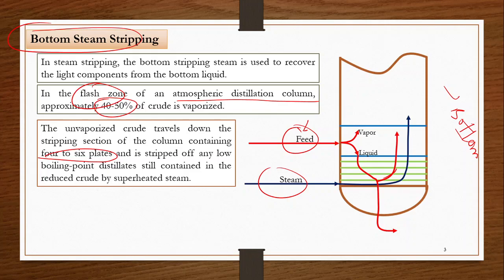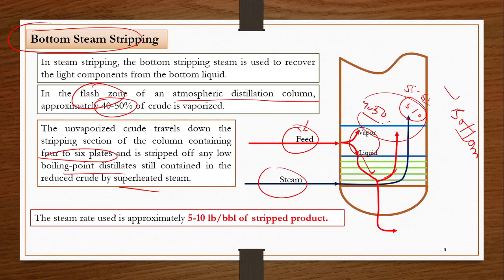What is taken out is basically the low boiling point distillates, that is, the lighter fractions from the given liquid. And this is called the bottom stream stripping. The purpose of bottom stream stripping is clear: it is for the stripping of the lighter fractions from the given liquid. It is useful because only 40 to 50% is vaporized in the flash zone, and about 5 to 10% comes from the stripping. So a total of about 55 to 60% of the crude is vaporized and taken out in different fractions as different products.